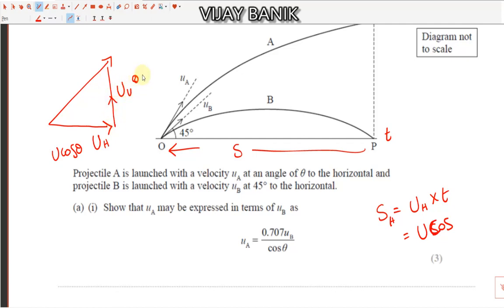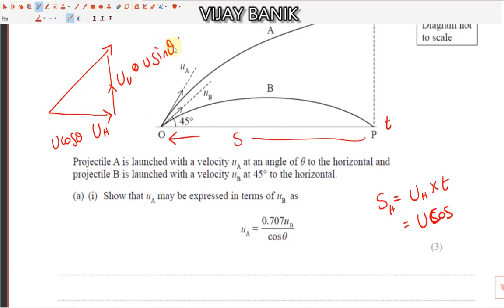So this is the formula: u cos theta times t for horizontal distance. Horizontal distance is traveled at constant velocity, therefore you have only s = ut; half a t squared is 0. Why? Because acceleration in the horizontal direction is assumed to be 0 if we ignore air resistance.